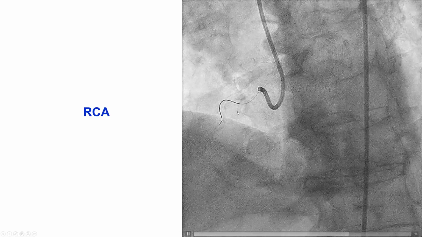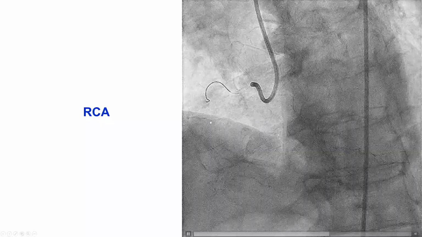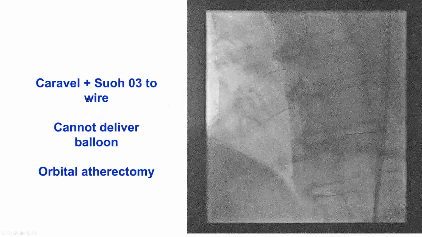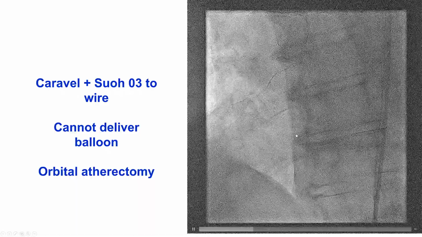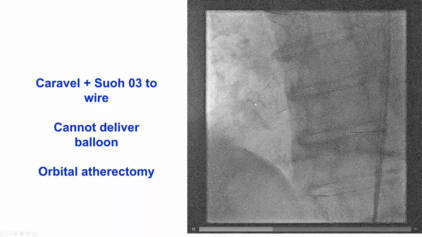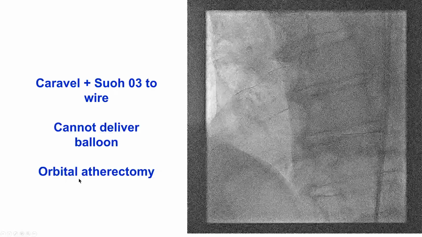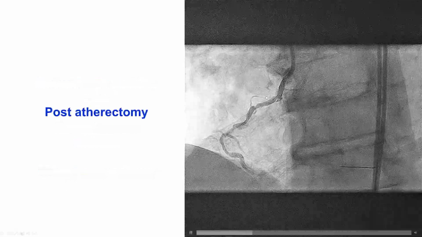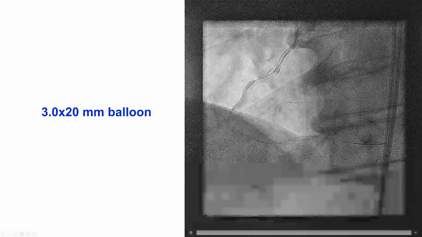Wiring the right coronary was challenging. This is an 8 French AL1 guide catheter. We had a very difficult time advancing a guide wire. Eventually, we used a microcatheter, a Caravel, along with the Suoh 3 guide wire, and successfully crossed, but we could not deliver a balloon. As a result, we switched to a Viperwire flex tip wire and performed several runs of orbital atherectomy. This improved the stenosis, and we then were able to deliver a balloon that seems to expand well.